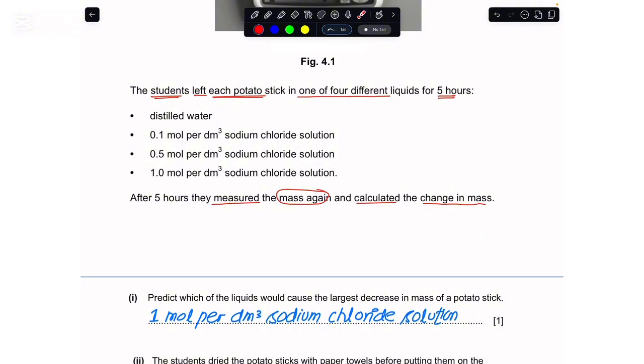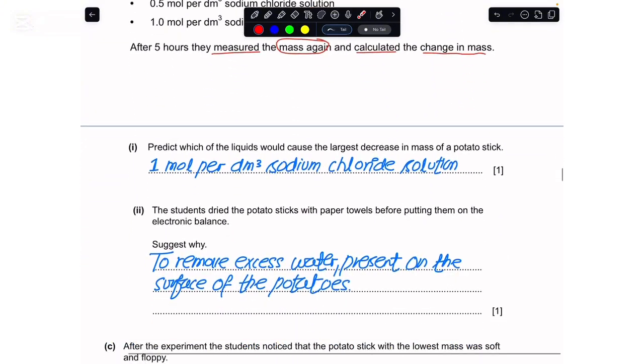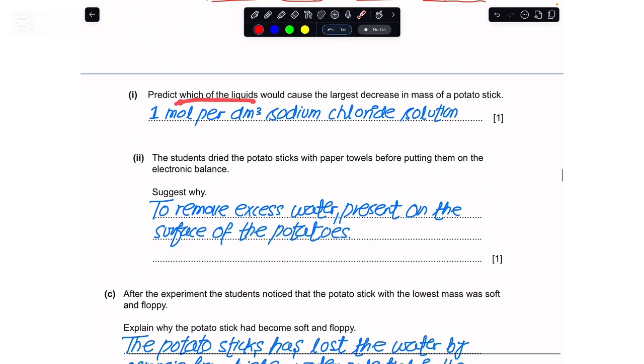So more water would escape out of the potato sticks into this sodium chloride solution, and that would account for the maximum loss in mass. So the answer is very simple. We would say this is the 1 mole per dm cube sodium chloride solution.